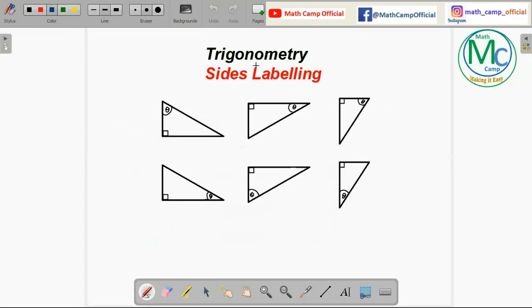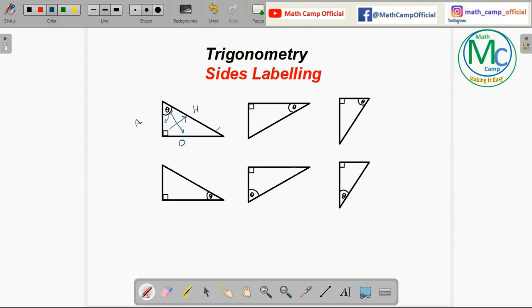Let's deal with different triangles. Now we have this right angle triangle, and you can see the theta is there. First we identify the hypotenuse, which is always opposite to the 90-degree angle. So this is going to be the hypotenuse. The side just opposite to this theta will be called the opposite side, and the side which is next to it will be called the adjacent side.